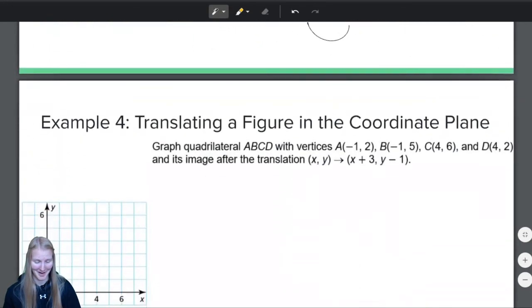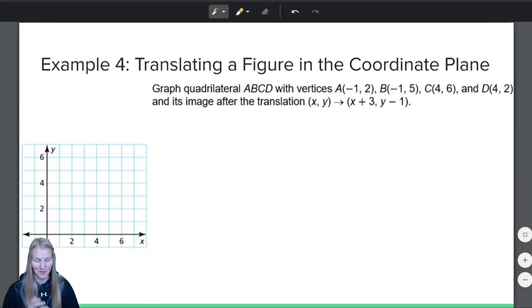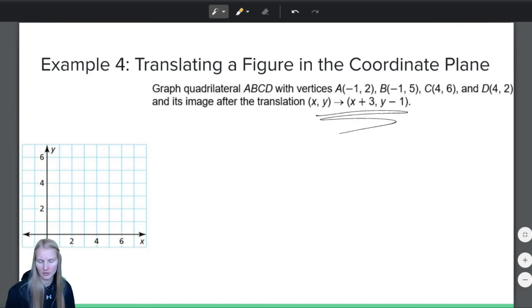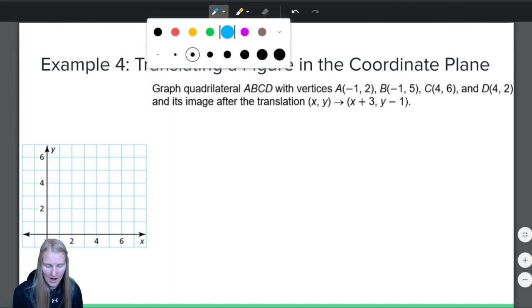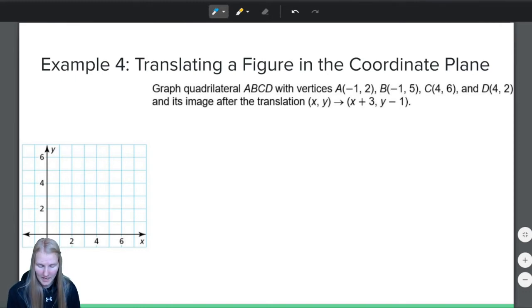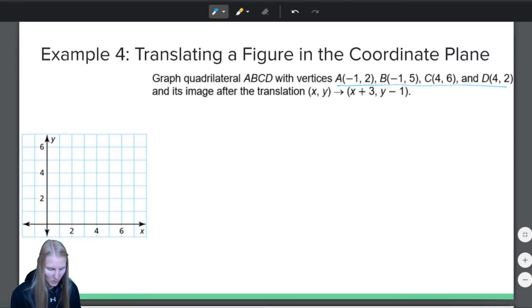Yay. Okay, let's move on to our next example, translating a figure in the coordinate plane. So now, we're doing the same thing that we did in our first example, but now it's not in vector notation. So, I'm going to graph my pre-image in blue, A, B, C, D. So A is (-1, 2). B is (-1, 5). C is (4, 6). And D is (4, 2).